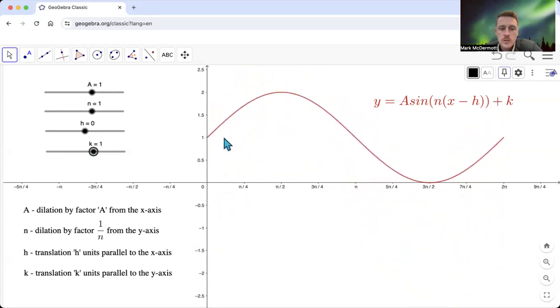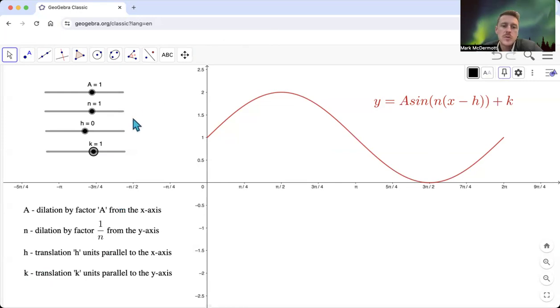Okay, so we would say that this k value is what is called our mean line, or what I like to think of as the line of oscillation, the line around which the whole thing goes up and down. So our mean line for this at the moment is y = 1 because that's our k value. And so, in terms of translation language, we would say that the k value is a translation of k units parallel to the y-axis.